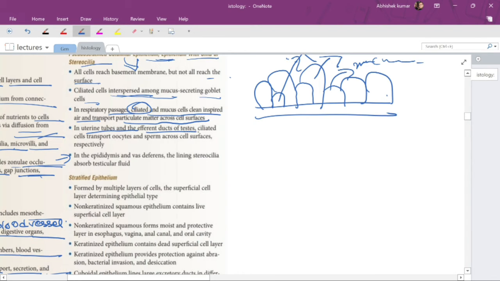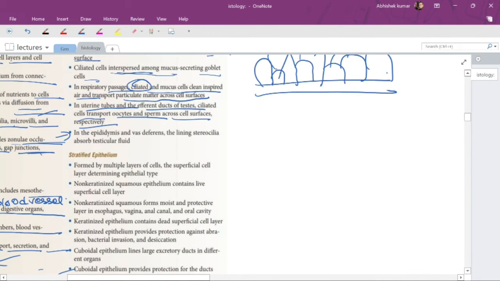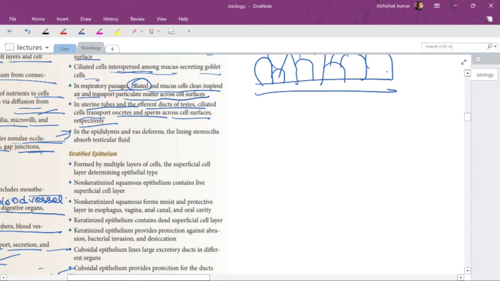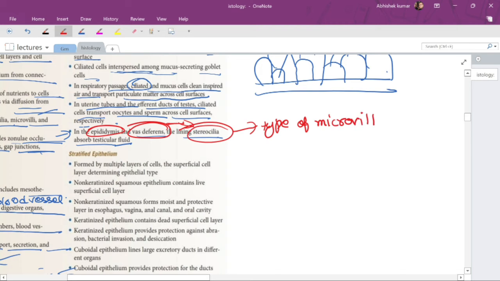In the uterine tube and the seminiferous tubules of the testes, ciliated cells transport the oocyte and sperm across the cell surface. Like you have studied, in the fallopian tube the movement of the oocyte is done by ciliary movement. Now, in the epididymis and vas deferens, the lining stereocilia absorb testicular fluid. So you should remember that in the epididymis and vas deferens there is no cilia or microvilli present, there is stereocilia present. What is a stereocilia? It is a type of microvilli with long length and branched form.